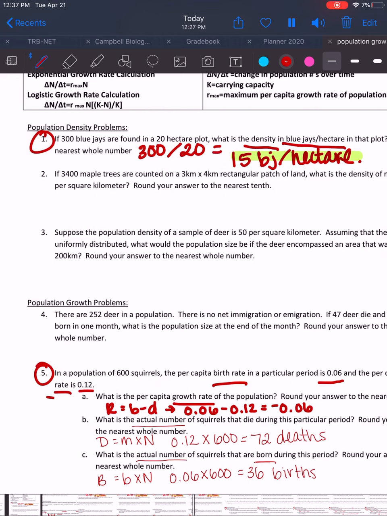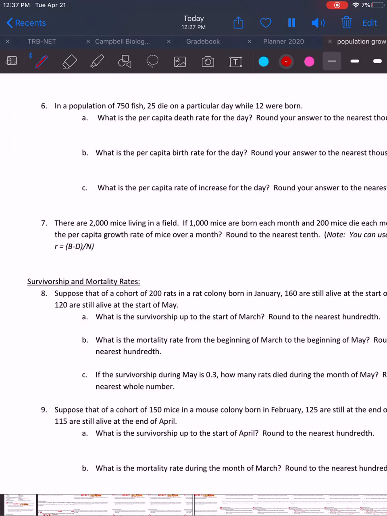If I could get this to go, because it is not going. There we go. All right. Survivorship and mortality rates is the next section there. We're going to focus on number 8.